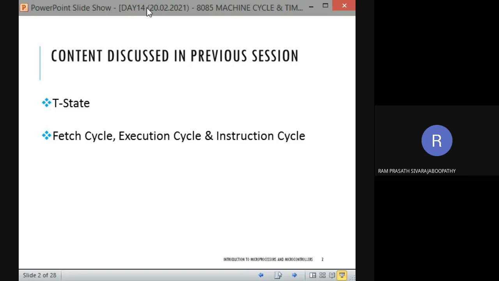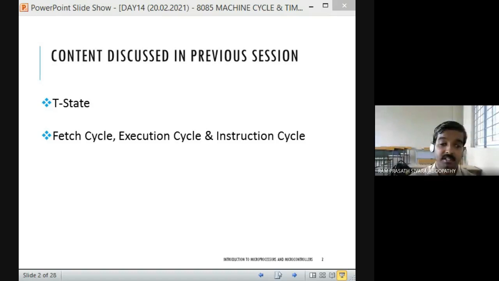Yes, instruction cycle is equal to fetch cycle plus execution cycle. That means the time taken by the processor to fetch, decode and execute. Very good. The total time taken by the processor to get the opcode of the instruction, then to decode it, then to execute it, the entire thing we call the instruction cycle.